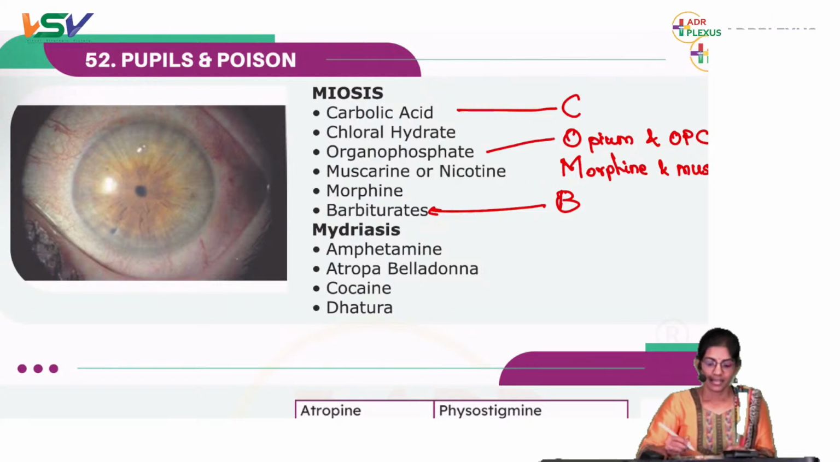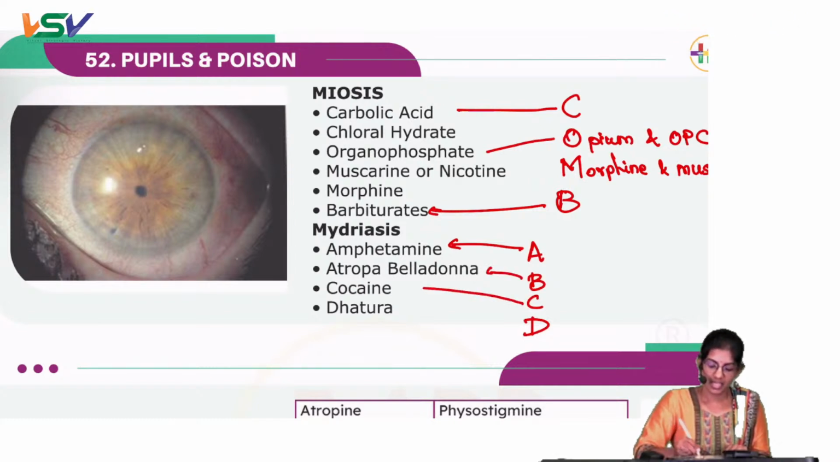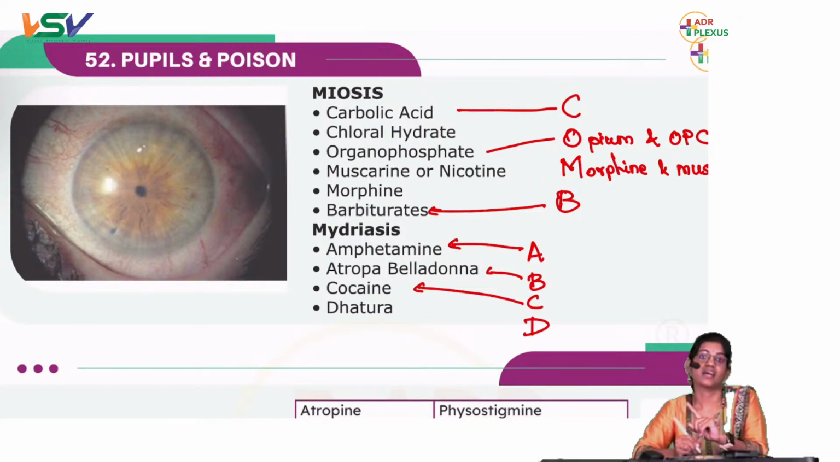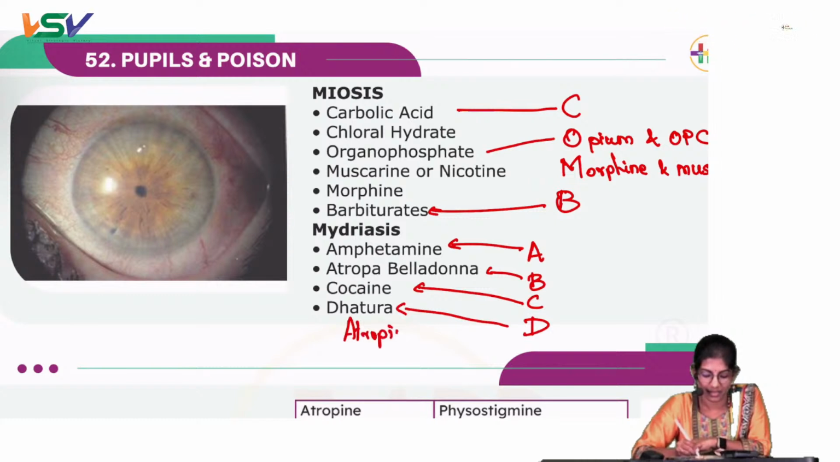Next, mydriasis. Amphetamine. Here you remember it as A, B, C, D. Amphetamine, belladonna, atropa belladonna. C for cocaine. Cocaine causes dilated pupil, whereas carbolic acid and chloral hydrate produce pinpoint pupil. D, datura. Datura contains nothing but atropine. A, B, C, D.